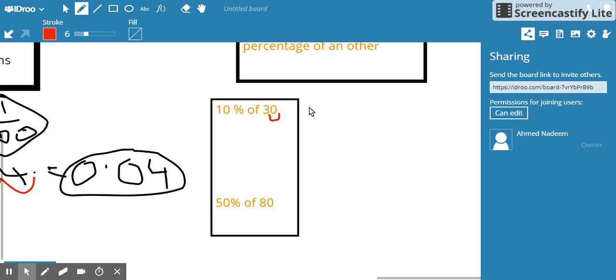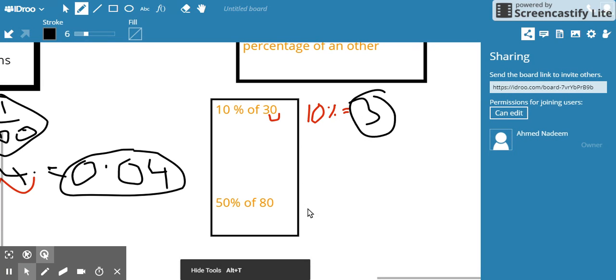So 10% of 30 is actually 3. That is already the answer. If it was, for example, 20% of 30, then you would times 10%, which is 3, by 2, so it would become 6. Moving on to the next question.